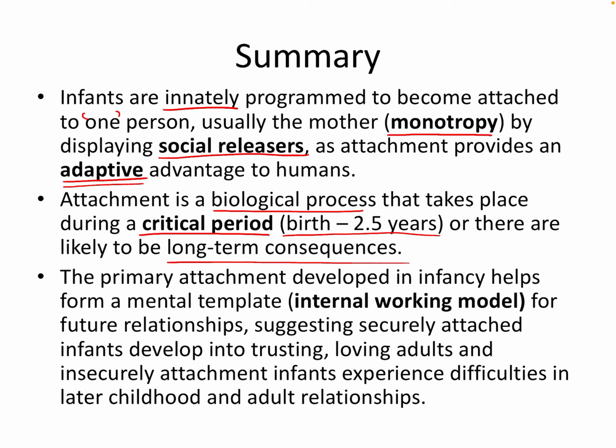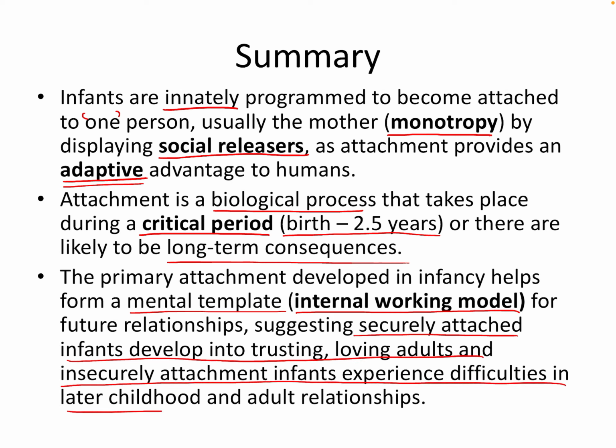That primary attachment, that monotropic attachment developed in infancy, helps to form the mental template called the internal working model. And this mental template is the template for future relationships, and it tells us that securely attached infants will develop into trusting, loving adults, and insecurely attached infants might experience difficulties in later relationships through childhood, adolescence, adulthood, and with their own children.